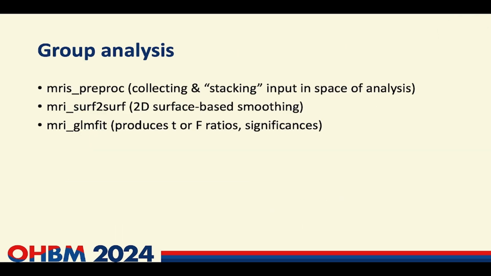So then the group analysis has three main commands that you need to run. There's a pre-processing step that basically just gathers all the necessary information from all the subjects and stacks the inputs to be analyzed. Then you run a surf-to-surf command, which is going to do some surface-based smoothing on your data. And then the GLM fit, which is going to produce the eventual T or F ratios and significance maps.